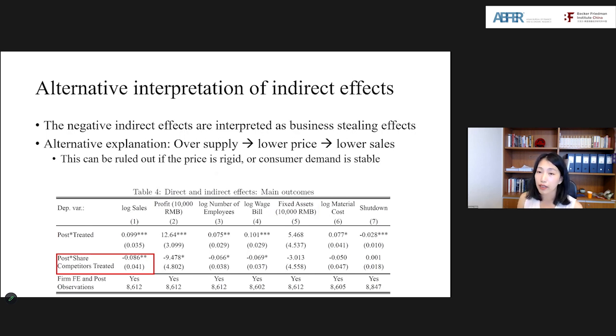And for these indirect effects, I believe in the story of indirect effects. I'm just not very sure that it could be just business stealing effects. Of course, business stealing effects is one very plausible interpretation, but there could be other channels. For example, it could be due to improved productivity and therefore increased supply. So the increased supply lowers the price and therefore lowers the sales. So this is through the channel of competition, might not necessarily be due to one firm stealing away the customers from the other firms. It could be due to just oversupply. But this could be ruled out by looking at industries with low price elasticity.